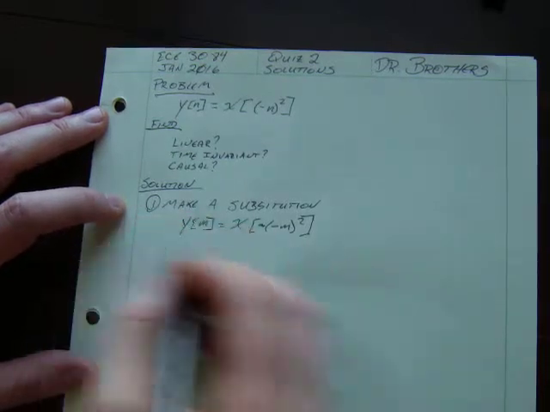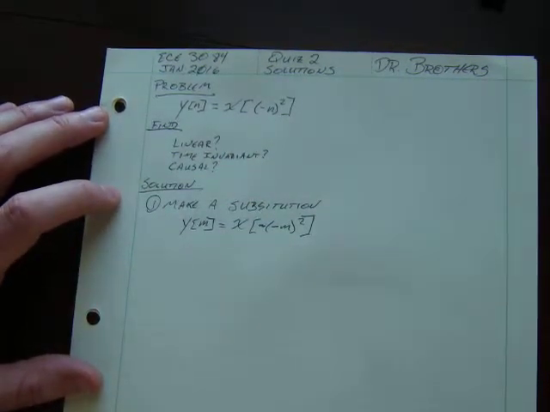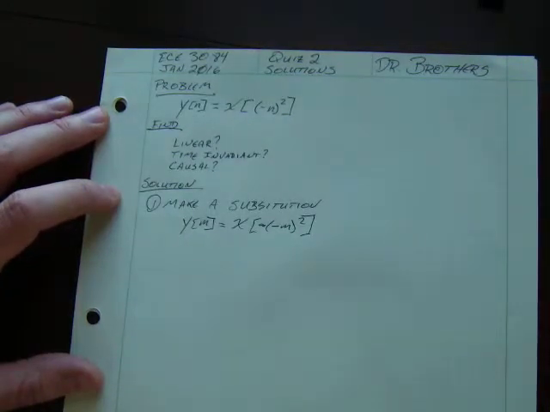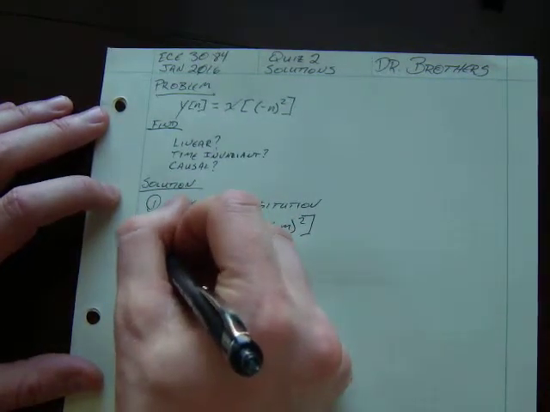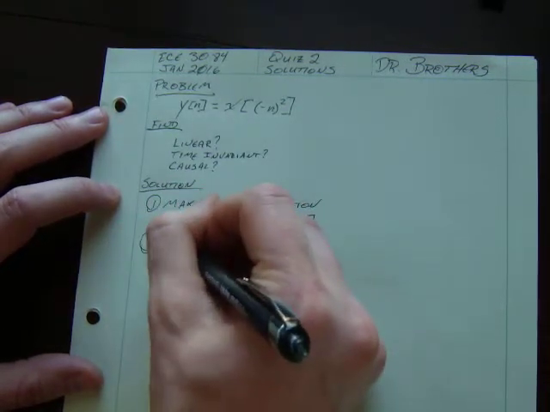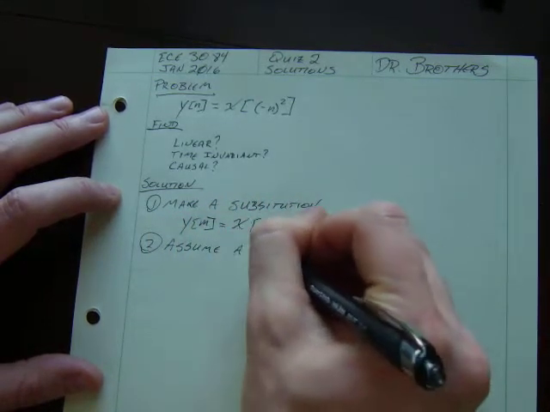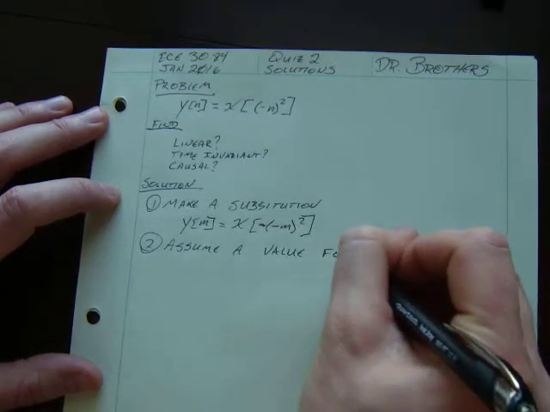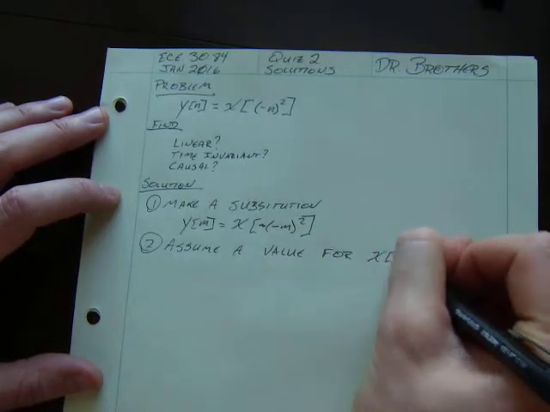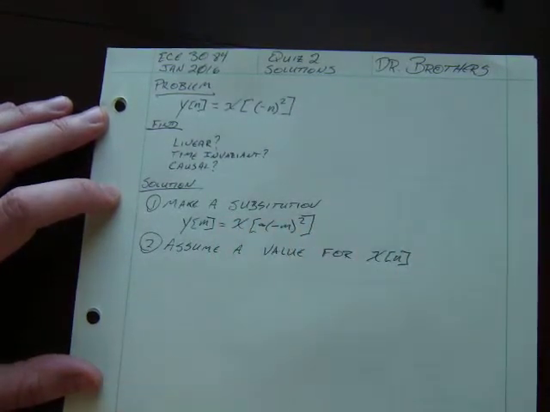Okay. Now, given this substitution, we should be able to keep things clear when we go and do the change, so we can see which way it's going. So the second thing we're going to do is we're going to assume a value for x. And this is x of n, not x of m.